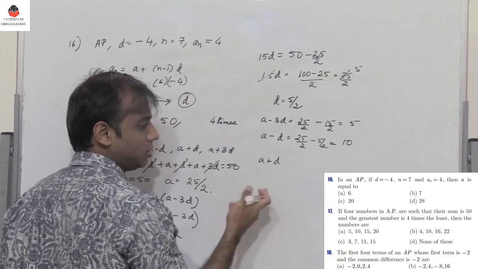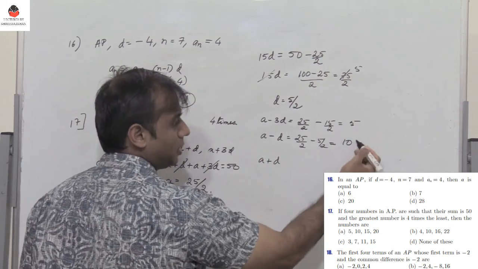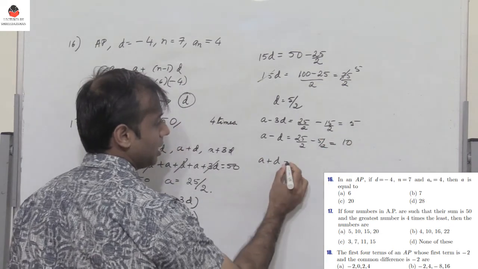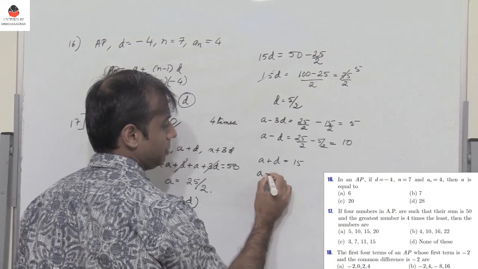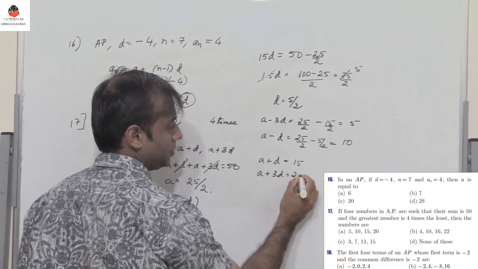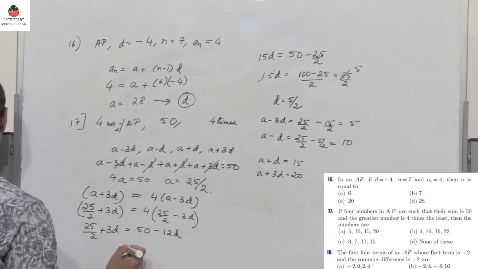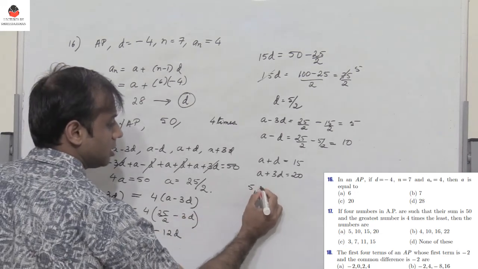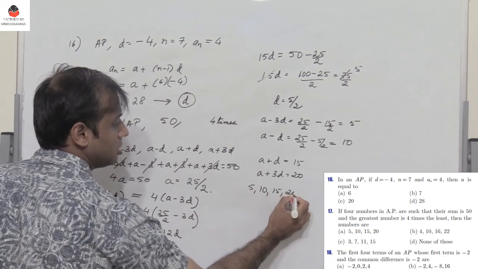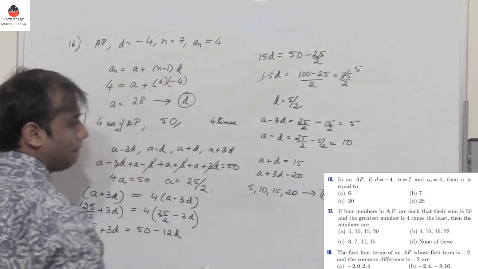A plus d. So if we calculate 2, then we'll be able to find out the other two, because the common difference is 5 here. So a plus d is 15 and a plus 3d is 20. So the numbers are 5, 10, 15 and 20, and this corresponds to option A.